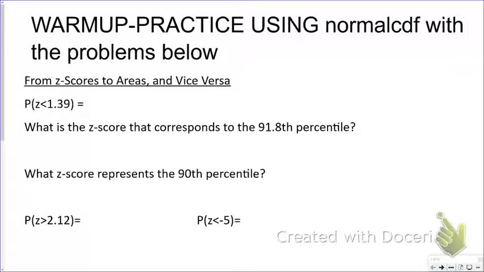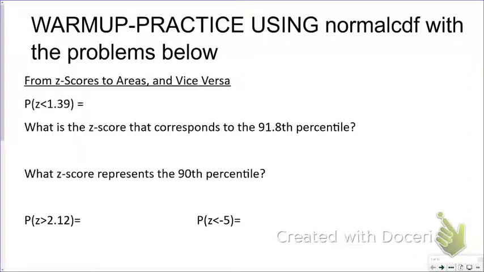In stats today, we took the Z-curve and normal CDF a little further. We applied it to a real-world problem. But to start out, we practiced just with the calculator and normal CDF. So let's hold off on those two questions you see in the middle of the screen. Let's look at just the first one.